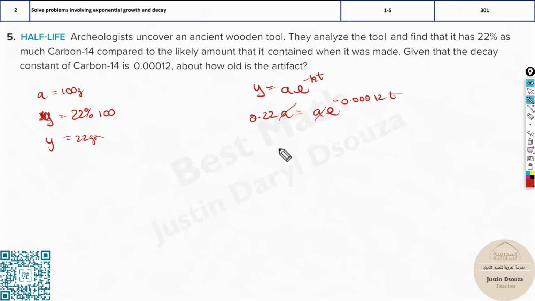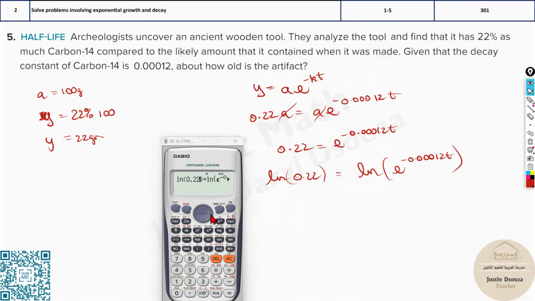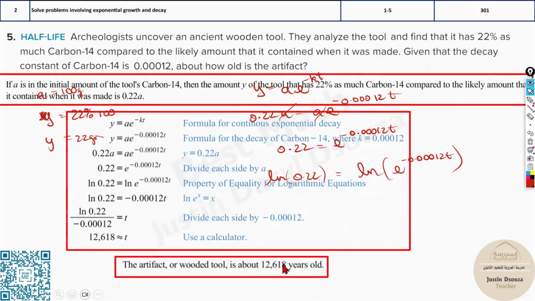A cancels, same as what we did a while ago. 0.22 equals e to the power minus 0.00012 t. Let's take ln on both sides. That will be equal to ln of e to the power minus 0.00012 t. And now we use the calculator to directly find t. You can see here it's ln 0.22 equals ln of e to the power negative 0.00012 times alpha x, which is for the time. Just shift and solve and then equal to, your answer will be 12,617 or nearly 18 years. So it's 12,618, rounded off to the whole number itself.